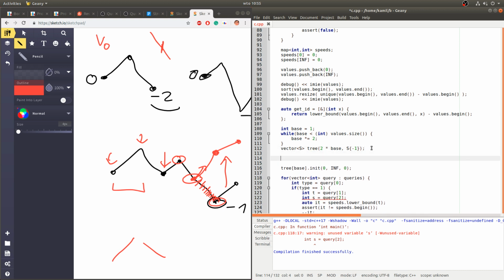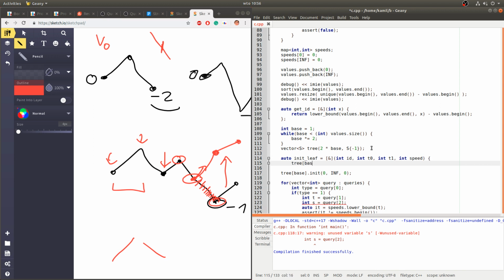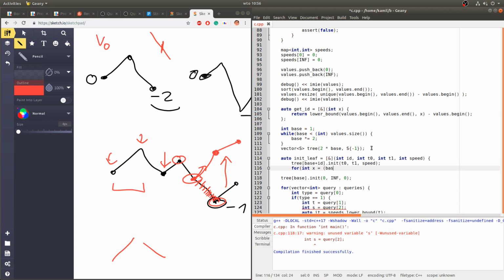Let's make a function to update everything from something to a root. So init leaf, actually, with id, starting time, ending time, and speed. Tree of base plus id will be dot init t0 t1 speed. Then for everything on the path to the root, do merge.